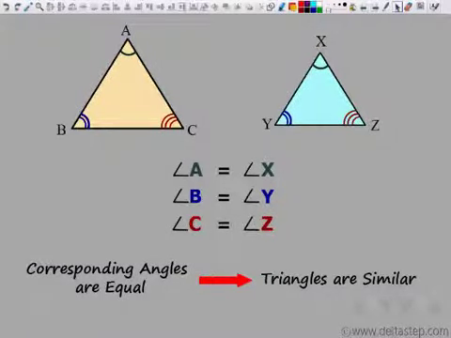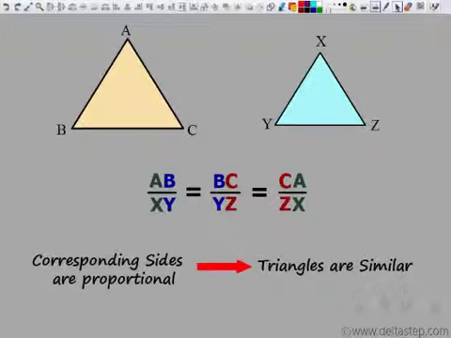We have seen that in two triangles, if the corresponding angles are equal, it is sufficient to prove similarity of these two triangles. Similarly, if the corresponding sides are proportional, again it is sufficient to say that the triangles would be similar. So I have two triangles with corresponding sides proportional. I can say that these two triangles will be similar.